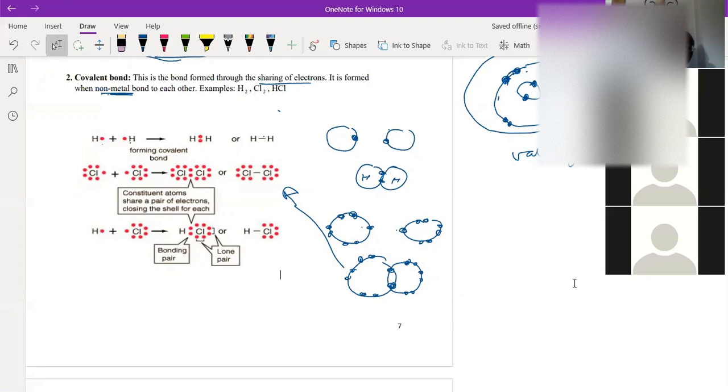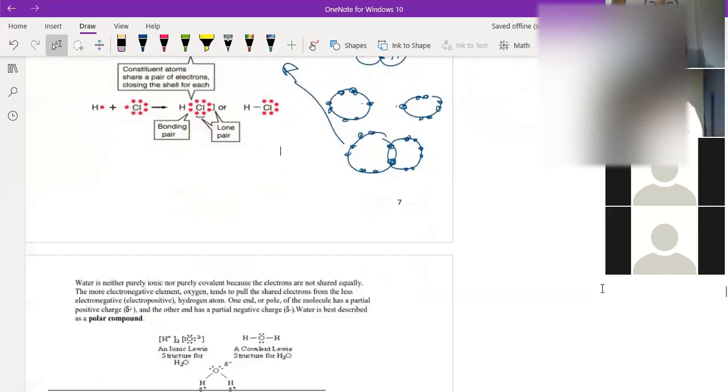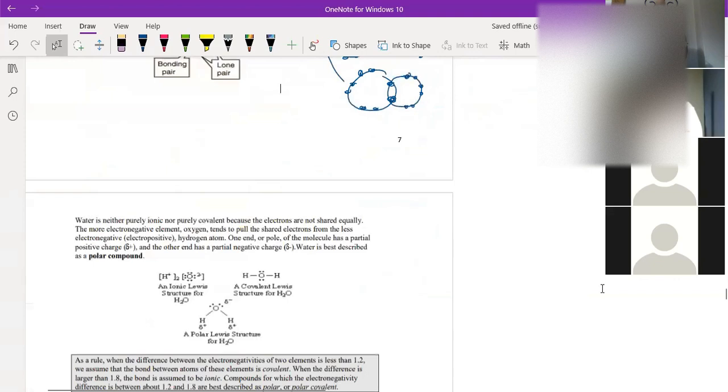Now the key point here is that even though they are sharing, sometimes some atoms tend to steal from the other. Okay, it's like they pull more electrons from the other ones, even though they are sharing. So you can have an unequal sharing, right? When that occurs, they have what we call a polar covalent bond, polar covalent, right? And that's unequal sharing.